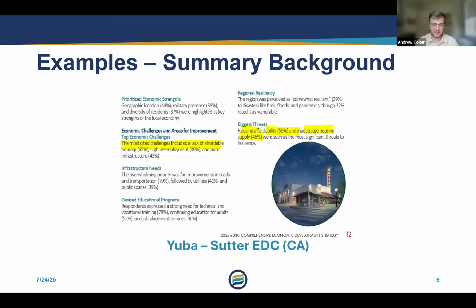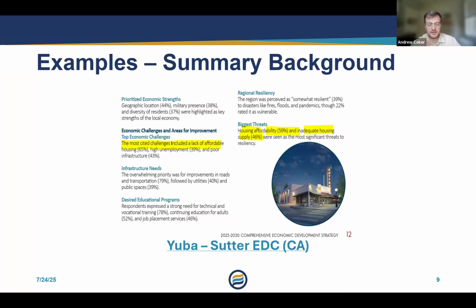So now I'm going to talk about some of the different examples. I've gone through probably 100 or 150 CEDS over the past month putting together this presentation, trying to find the best examples I can about how folks are incorporating housing into the CEDS. And I always appreciate reading CEDS because it gives you a great understanding of specific strategies that you can take away and incorporate into your CEDS planning process.